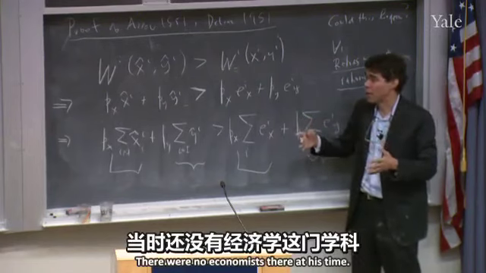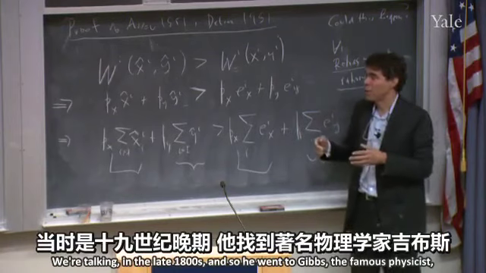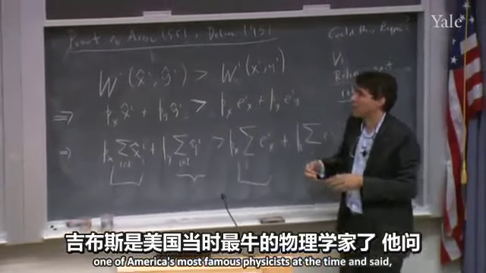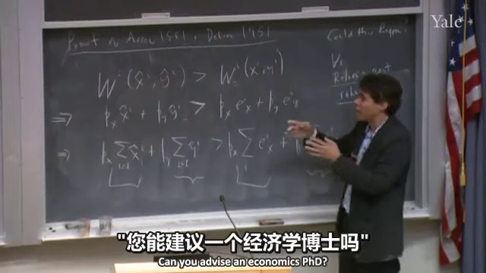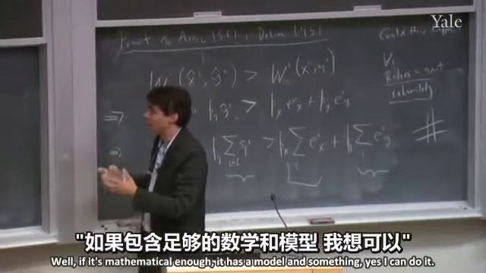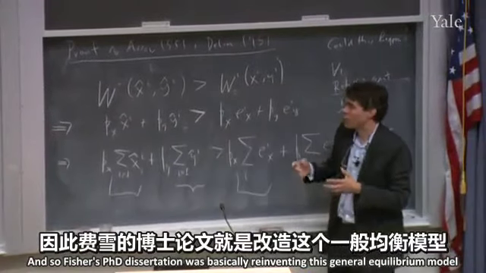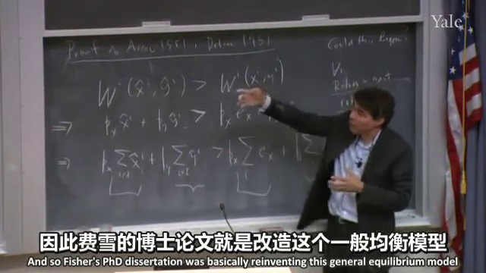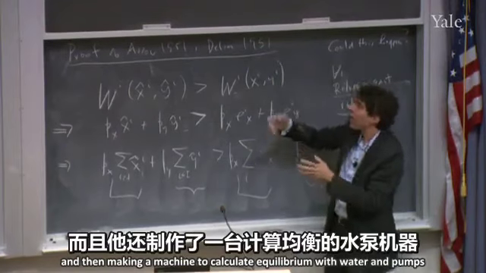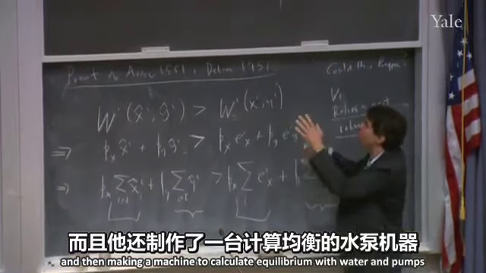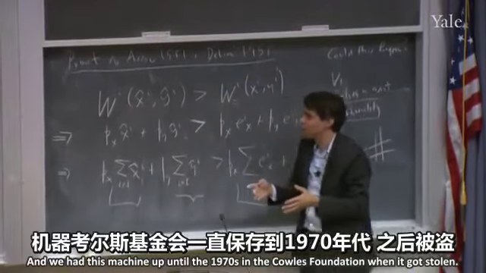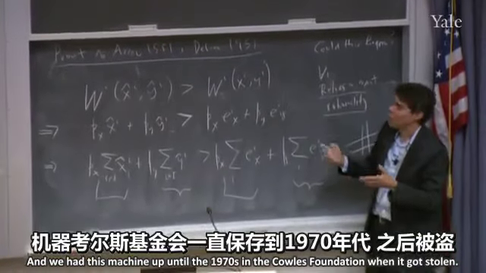There were no economists there at his time. We're talking about the late 1800s, and so he went to Gibbs, the famous physicist, maybe one of America's most famous physicists at the time, and said, "Can you advise an economics PhD?" And Gibbs said, "Well, if it's mathematical enough and has a model, yes, I can do it." And so Fisher's PhD dissertation was basically reinventing this general equilibrium model that I've just described and then making a machine to calculate equilibrium with water and pumps and water seeking its own level and solving for equilibrium. And we had this machine up until the 1970s in the Cowles Foundation when it got stolen.